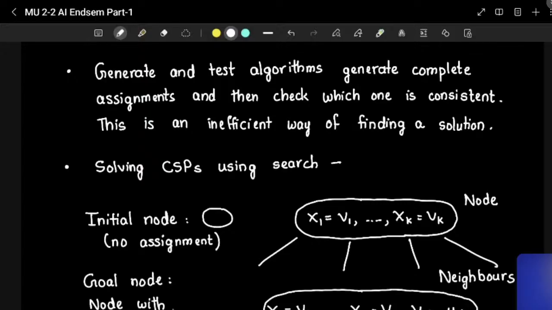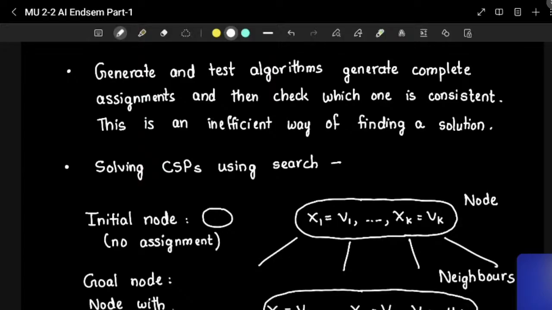There is a kind of an algorithm that's called generate and test algorithm. What it does is, it will simply find out all possible assignments. I told you what assignment is. Assignment is basically you take values from the domain and give it to each of the variables. Complete assignment means every single variable has some value from the domain.